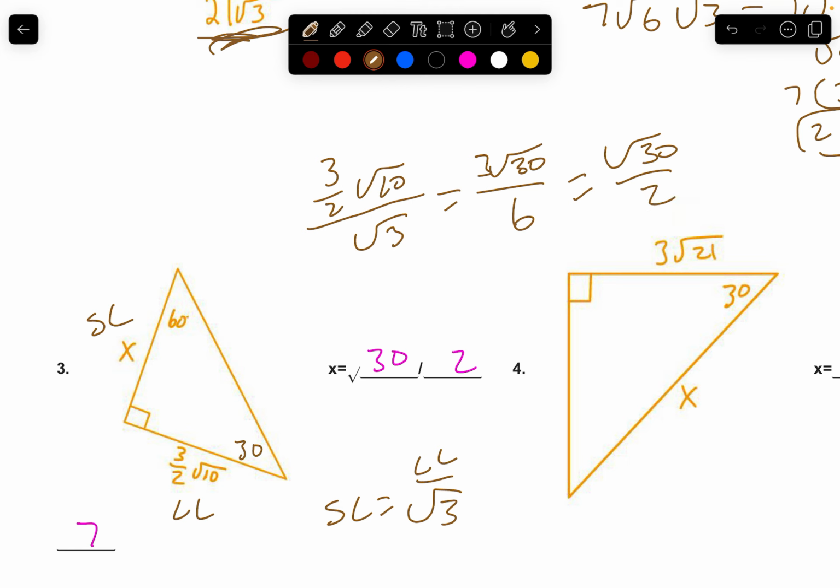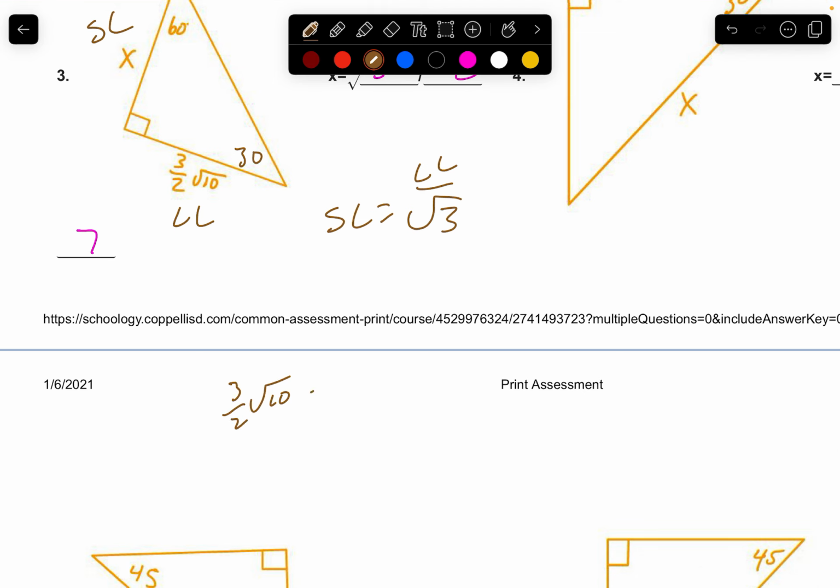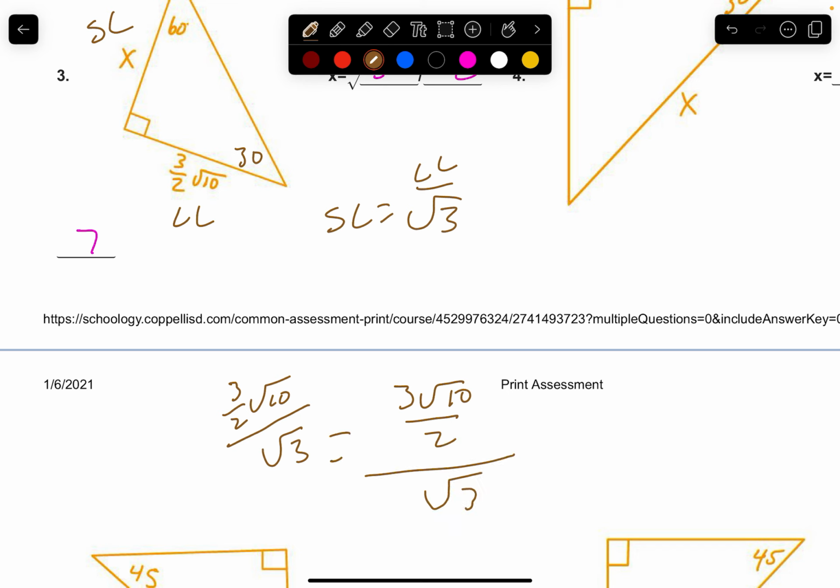So let's just make sure we understand what just happened here. Another way to write this would actually be 3 root 30 over 2 root 3. You could think about it like that. Why is that? If I were to have this 3/2 root 10 divided by root 3, which is what we did, that is the same thing as 3 root 10 over 2 divided by root 3. That's the same thing as 3 root 10 over 2 times 1 over root 3.